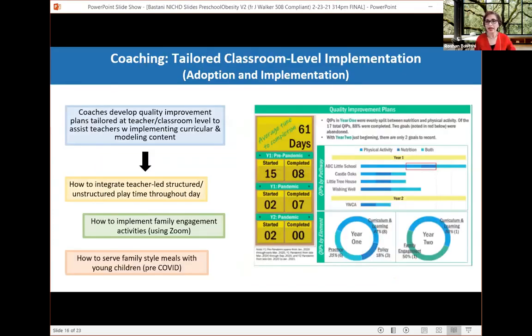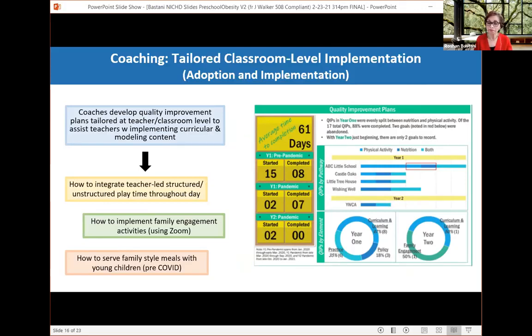Here's another example, and this is when the teacher goes into the classroom now at the next level, and the coaches develop what they're calling quality improvement plans that are tailored at the level of the teacher and the classroom to assist the teacher to implement the changes that are in the intervention. So for example, they work with individual teachers. How do I lead as a teacher both structured and unstructured playtime throughout the day? What proportion, what is structured, what is unstructured? How do I integrate it into my day?